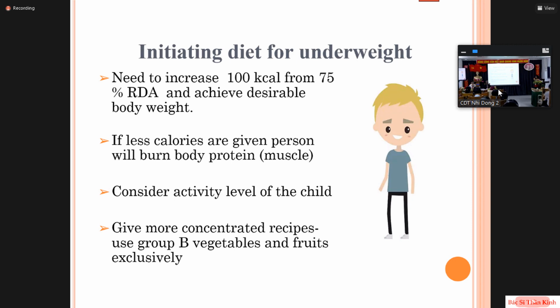Next is initiating diet for underweight patients. So here we have to increase 100 kilocalories from 75% of RDA to achieve desirable body weight. If fewer calories are given, the patient will burn body protein, that is muscles, which we do not really want. Here again we have to consider the activity level of the child. And many underweight patients sometimes are unable to complete the meals. So in this case, it's very important to give them concentrated or energy-dense recipes. And we try to use more of group B vegetables and fruits. So the amount will be lower and the child is able to complete the meals then.